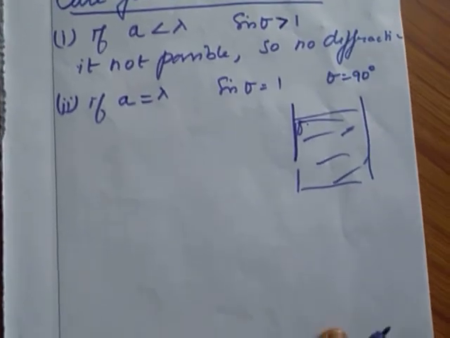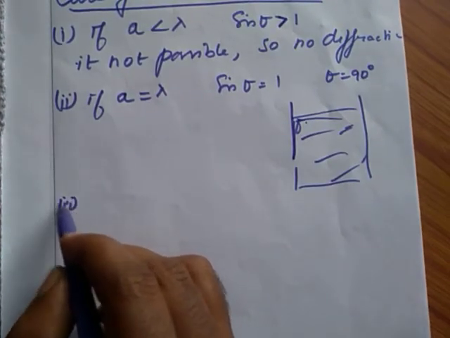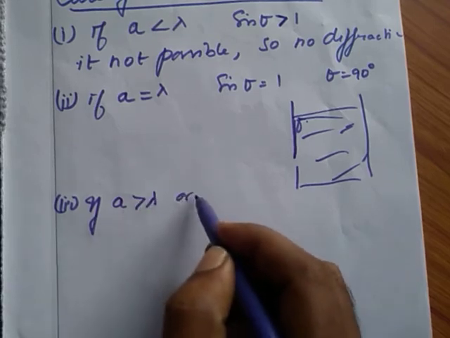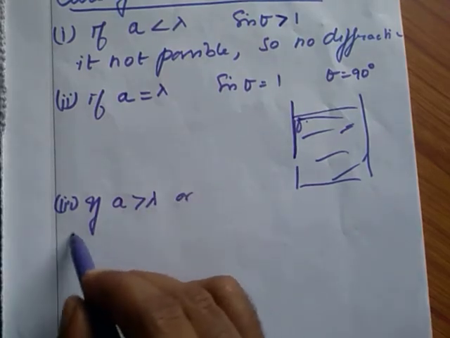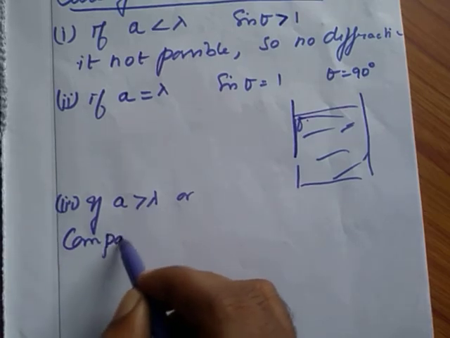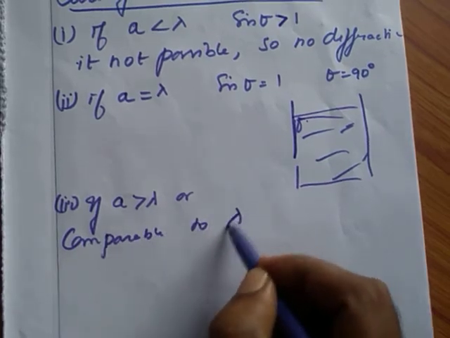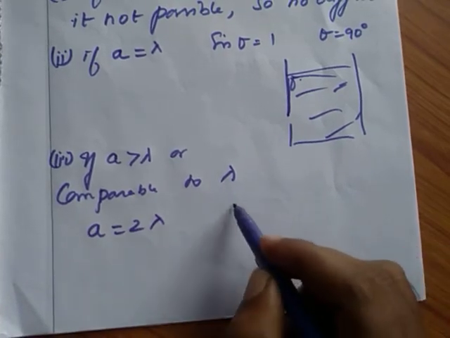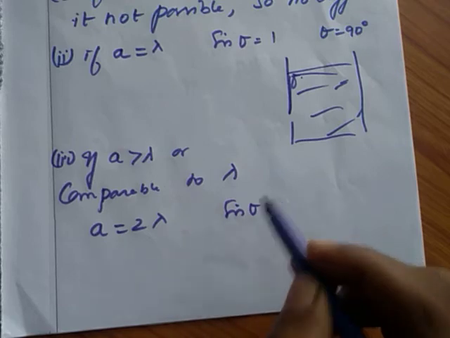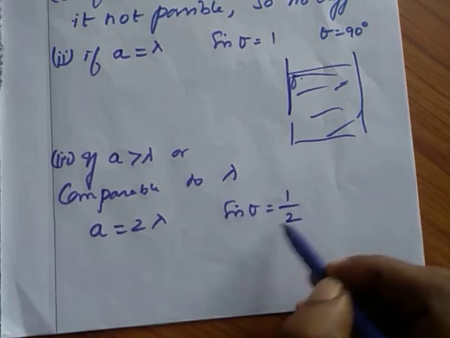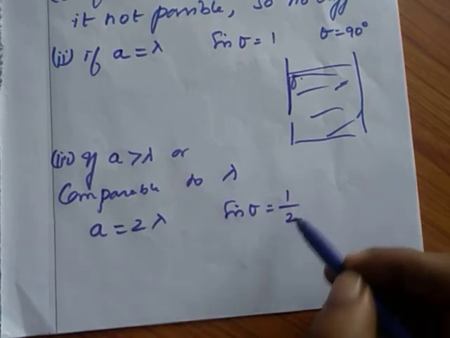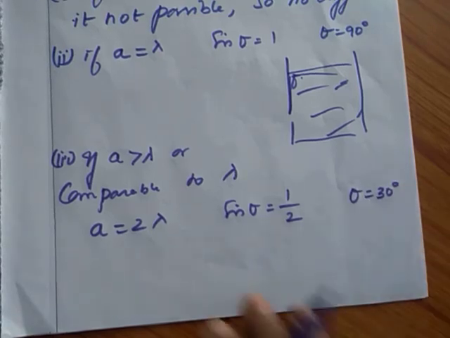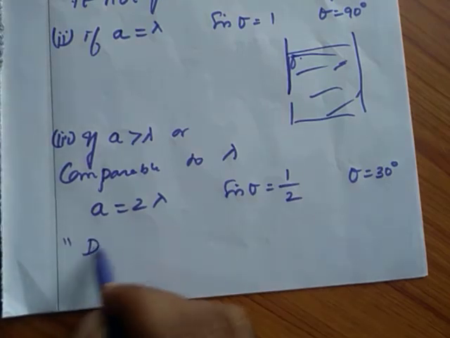Then the third case, that is if a is greater than lambda or comparable to lambda. Suppose I consider a is equal to 2 lambda. For this case we can write sin theta is equal to lambda by 2 lambda, that becomes 1 by 2. We know sin of which degree is 1 by 2? Theta is equal to 30 degree. Here diffraction will take place.